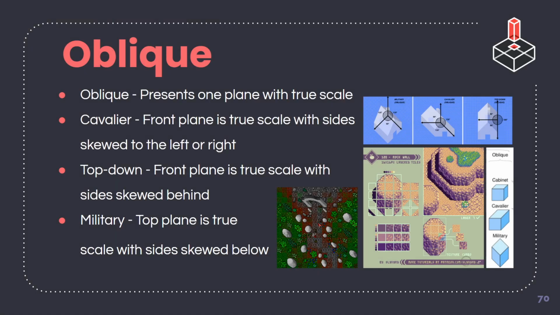Now we have oblique projection, where one face is at true scale while depth is conveyed through unrealistic warping. The camera is now not at 45-degree angles, but on top of a plane or on the side of a plane. If you imagine a square around your environment, the camera at 45 degrees is going to be your orthographic, and your oblique is going to be up here or on the side.